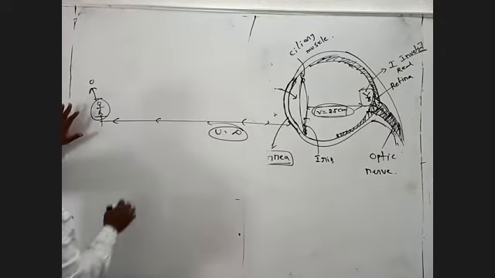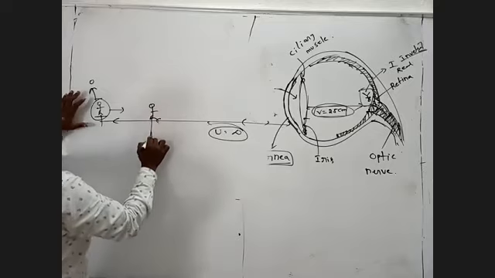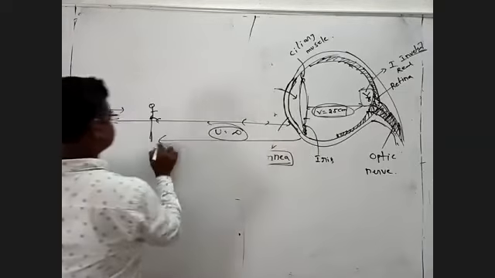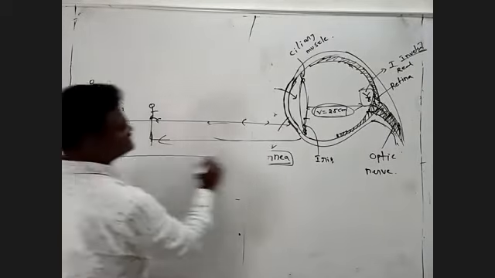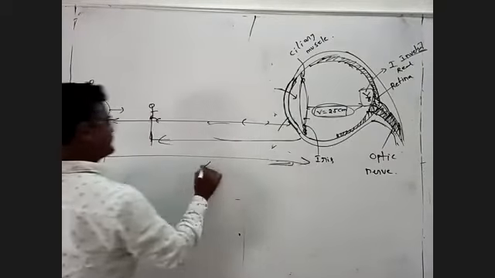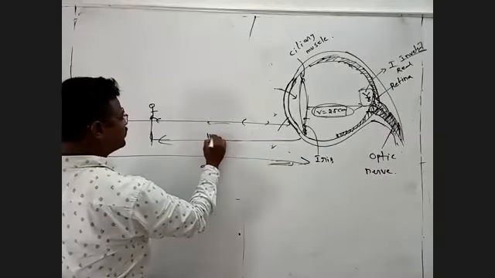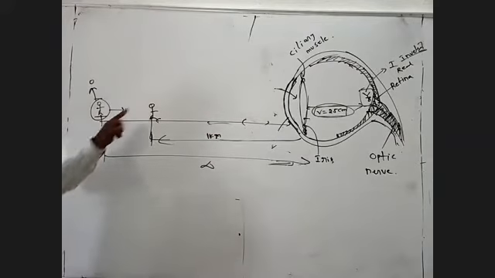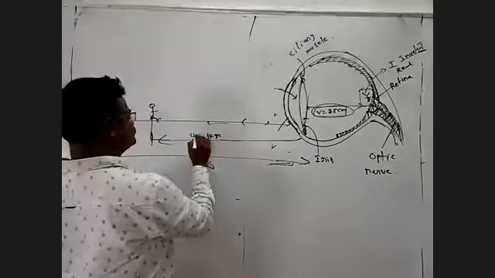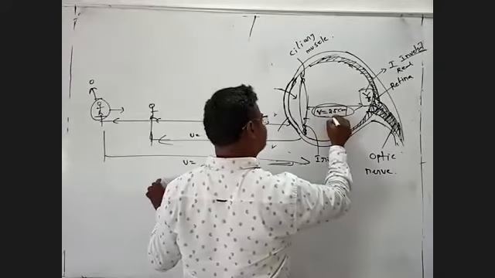Suppose this object is shifting, from here to here, and then from here to infinity. This is 1 kilometer. So the object distance is U equal to 1 kilometer, but the image distance is V equal to 2.5 centimeter.